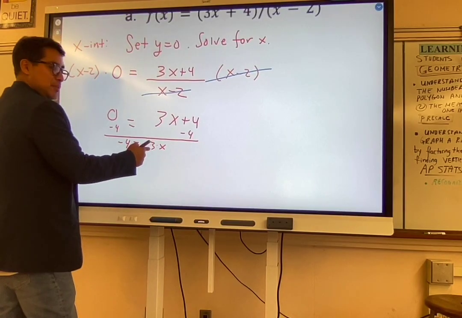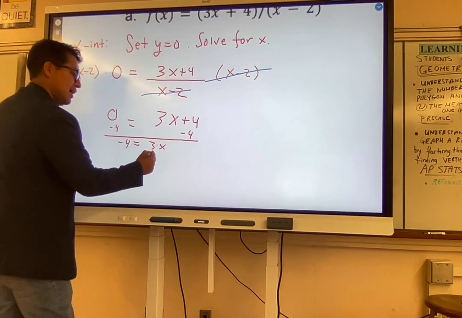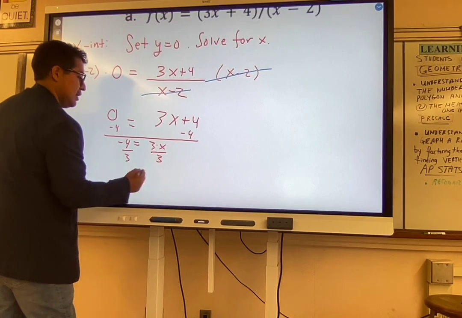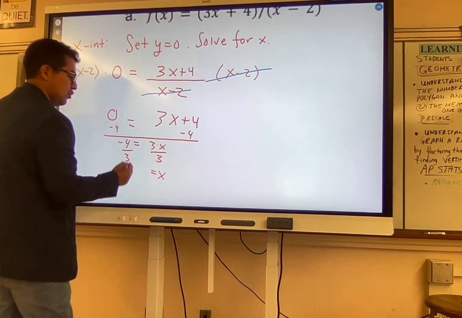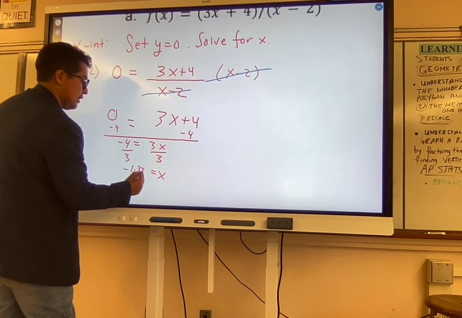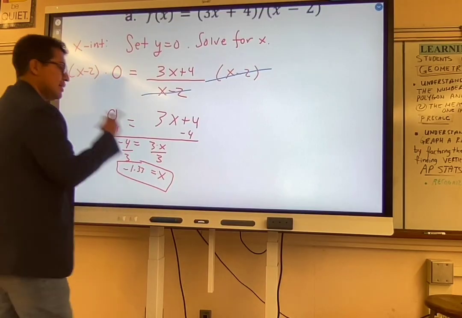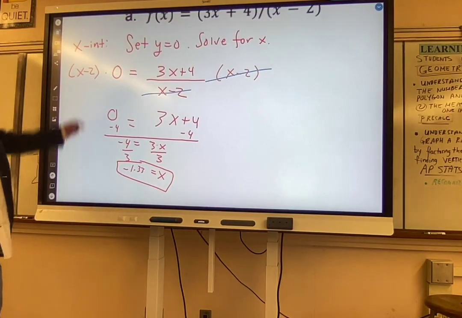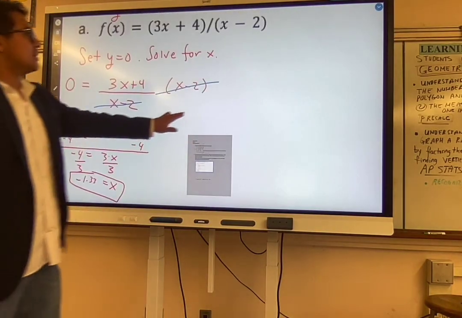And the opposite of multiplying x by 3 is dividing x by 3. So we'll divide both sides by 3. Therefore, x has to be 4 over 3, negative 1.33. Okay, that's my x-intercept.